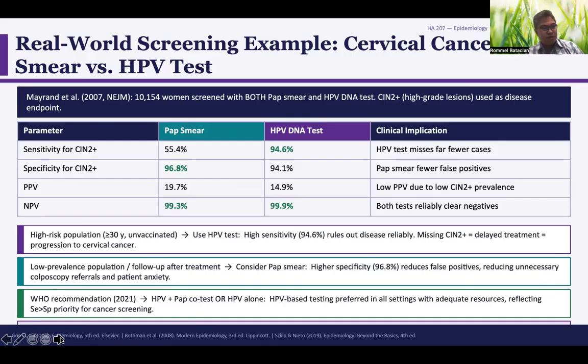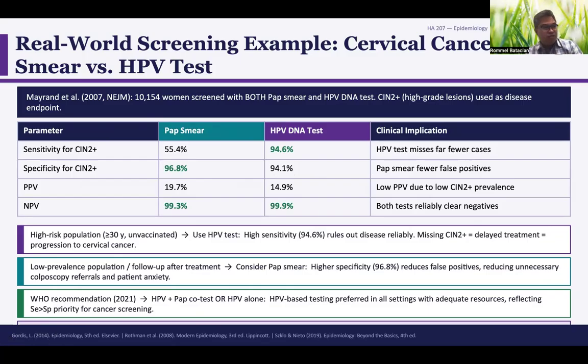So the pap smear detected 55.4% of true CIN2 positive cases. The HPV test is higher at 94.6. So therefore, this test misses far fewer cases. Now, how about specificity? The pap smear, 96.8, relatively good. And the HPV DNA test, relatively also good, but lower. The pap smear has fewer false positives because of relatively higher specificity.